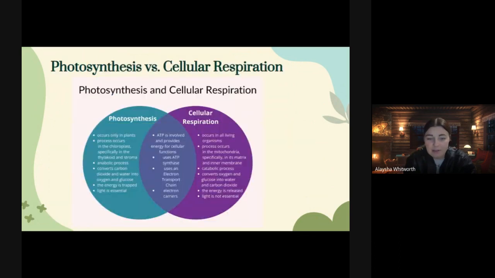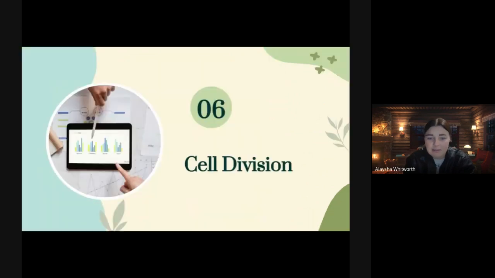There's a lot of differences between these two, but there's also a lot of similarities. ATP is involved in proteins, provides energy for cellular functions. It uses ATP synthase. It uses an electron transport chain, and it's an electron carrier. So those are some similarities. Photosynthesis needs light. Energy is trapped. It converts carbon dioxide and water into oxygen and glucose, which is important. It's anabolic, whereas cellular respiration is a catabolic process. It converts oxygen and glucose into water and carbon dioxide. So they flip-flop right there. And cellular respiration occurs in all living things, whereas photosynthesis is just in plants.